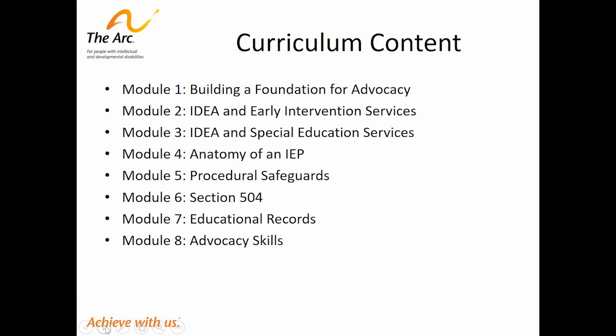The curriculum is comprised of 8 modules. Module 1 provides foundational knowledge needed for advocacy. Module 2 describes early intervention services. Module 3 provides an overview of special education services. Module 4 has more in-depth discussion of individualized education programs, or IEPs. Module 5 describes parents' rights, also known as procedural safeguards. Module 6 describes Section 504. Module 7 describes educational records. And Module 8 talks about some of the basic advocacy skills a special education advocate needs.